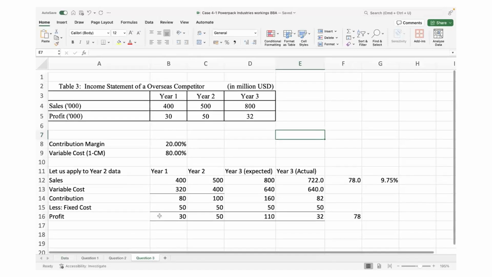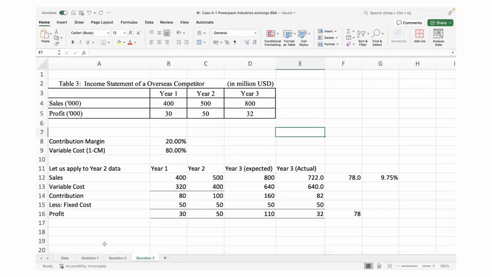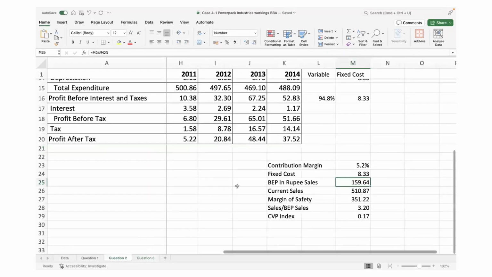Let us now compare the cost structure of this company to the other company. So, we have the cost structure of the competitor where the contribution margin is at 20%, and variable cost is 80%. In question number 2, we worked out the contribution margin.